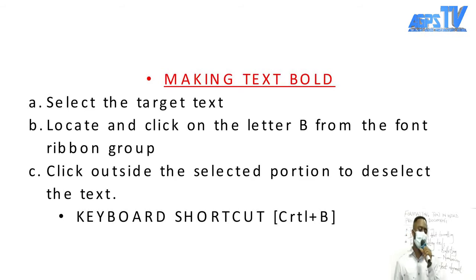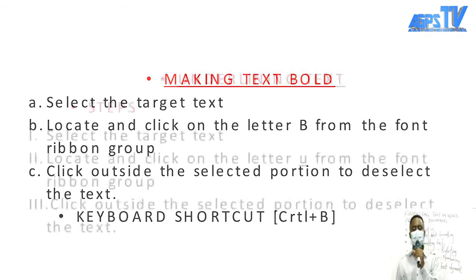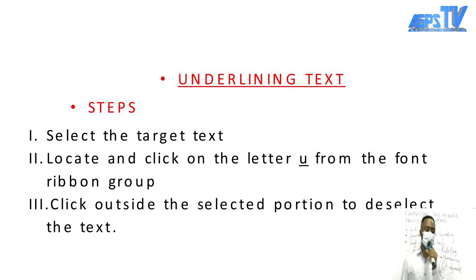Now let's look at how to underline our text. Underlining text. Good. So here I'm using Roman numerals to emphasize that it is following a sequential order. So step 1, to underline text. Step 1, you select the target text. Step 2, you locate and then click on the letter U. It is a capital U underlined from the font ribbon group. Then step 3, you click outside the selected portion to deselect the text.